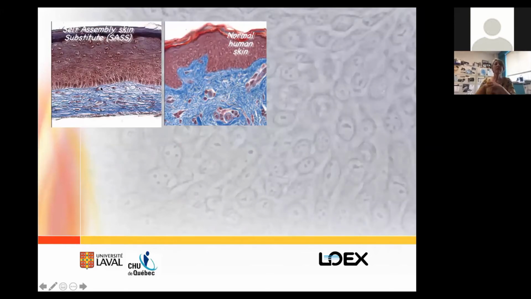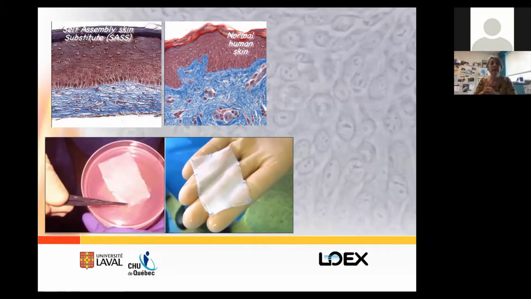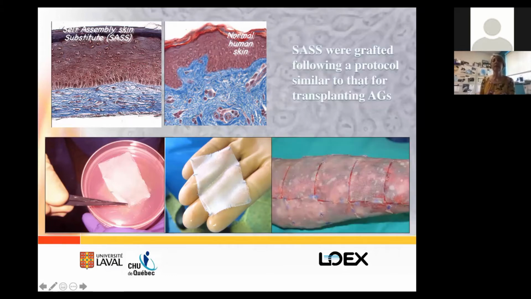So this is the histology of the skin substitute. You can see here the epidermis with a multi-layer of cells in pink, and beneath this is a dermis with, in blue, the extracellular matrix, and in red the fibroblasts. If you compare with the histology of normal human skin, it is very similar. Here you've got the macroscopic aspect of the skin substitute, and you can see that it's easy to manipulate. And when we apply it on the patient, you can see that it's very interesting.